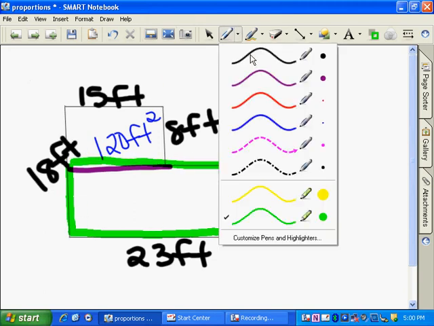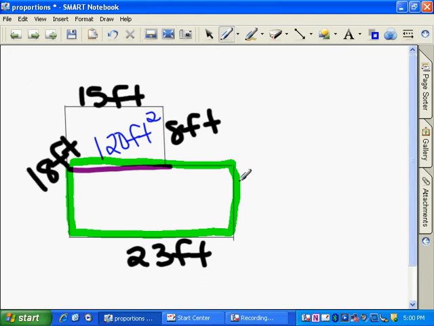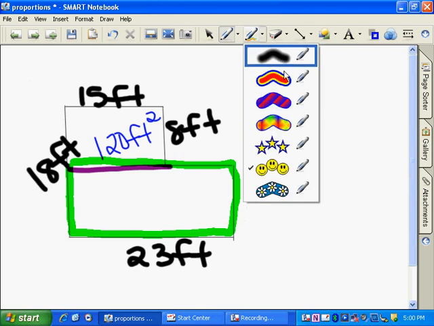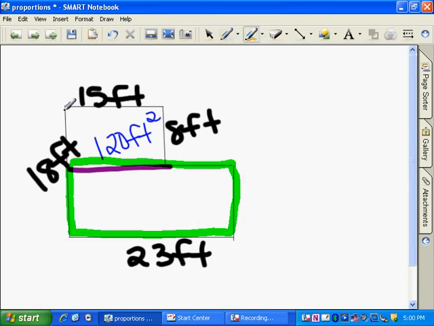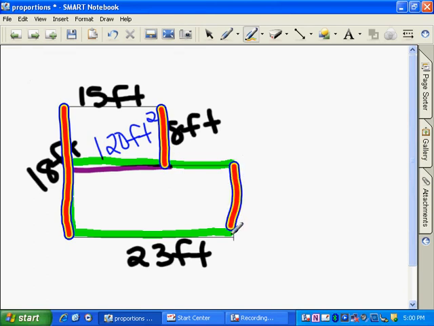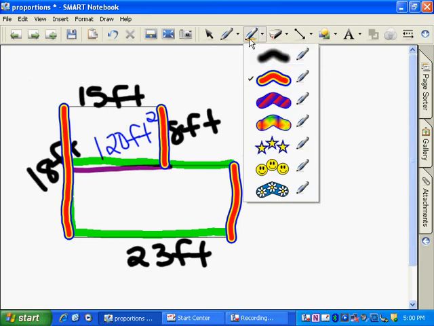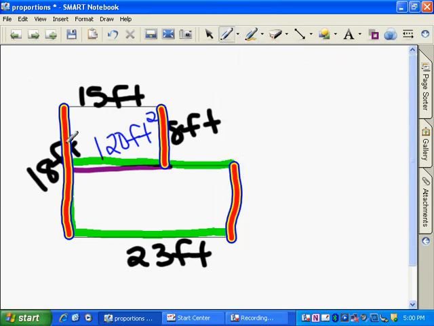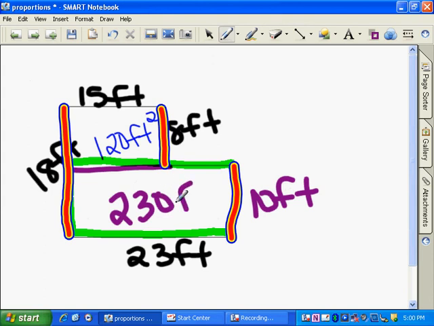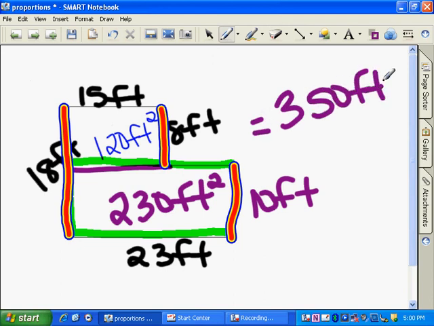And so we do know that it's 23 feet long, but the question is, how big is this side right here? And what we can use is, since we know that this is in here, that means this side plus this side must also be 18. So if this is 18, this is 8, this has to be 10 feet. Now that helps me, because now I can say, okay, well 10 feet times 23 feet is 230 square feet. So that means the total area of this irregular figure is 350 square feet.